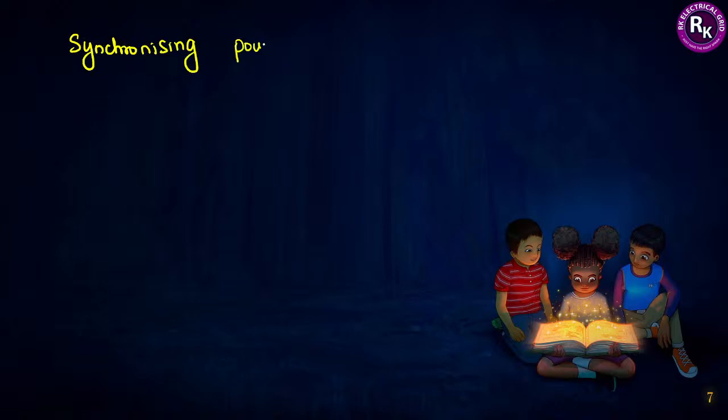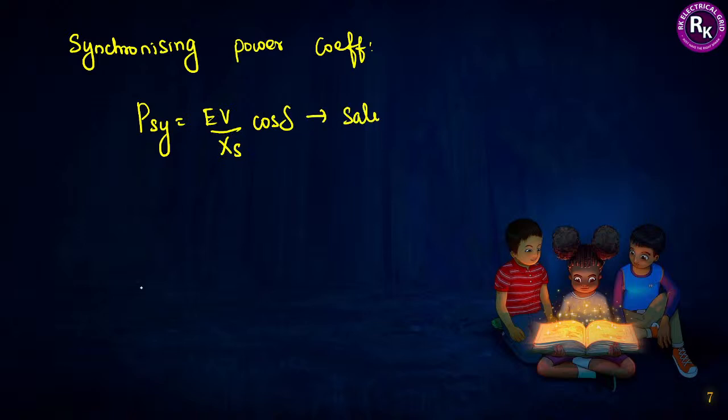And apart from this, the most important parameter is that you are supposed to calculate the synchronizing power coefficient. What is the formula to calculate the synchronizing power coefficient? That is simply Psy, the synchronizing power coefficient, equal to EV by synchronous reactance XS into cos delta. This formula is only valid for a cylindrical machine.